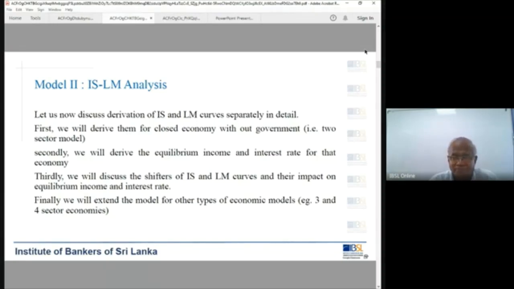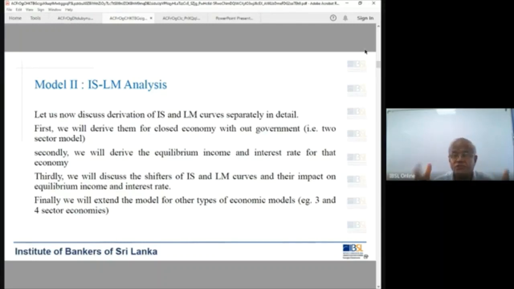First, we will derive them for the closed economy without government. That is a two-sector model: business and households, no government. Remember this diagram? Secondly, we will derive the equilibrium income and interest rate for that economy. Simple economy, closed economy without government. We derive the IS curve, LM curve, and equilibrium income and interest rate. Thirdly, we will discuss the shifters of the IS-LM curves. IS shifts up, LM shifts down, LM shifts up, like that.